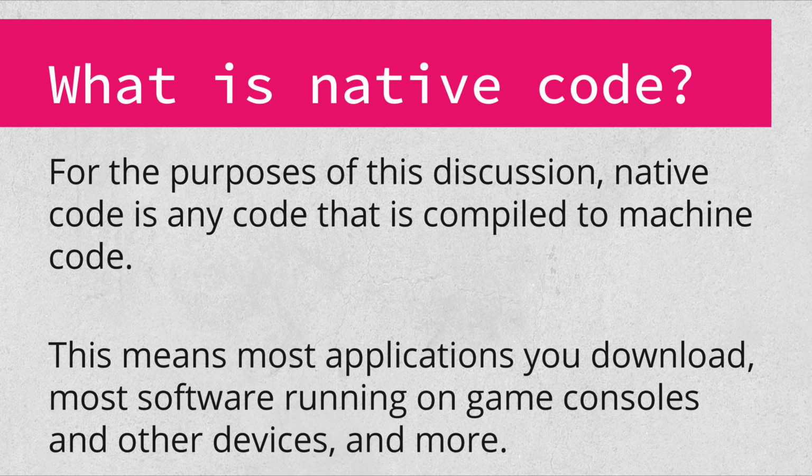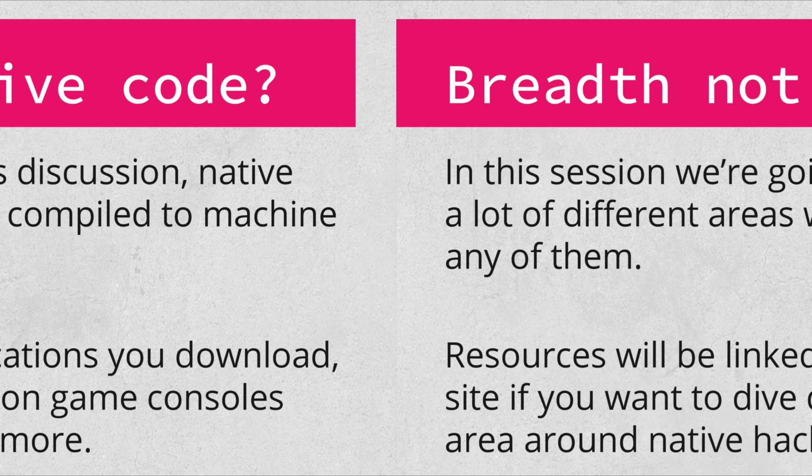Before we actually talk about the details here, let's talk about what native code actually means in this context. The term is used in a number of different ways, so for the purposes of this discussion, native code is anything actually compiled to machine code. This means most applications you download, most software running on game consoles, most firmware, and more. Basically, if the binary was originally compiled from C, C++, Rust, or other languages typically compiled to machine code, that's what we're talking about here.